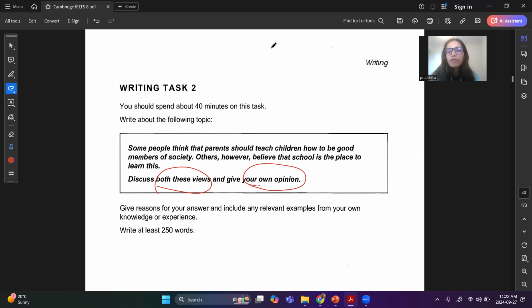So after writing the introduction, say that many people think that this happened, some people think that this happened, and it is a very conflicted topic. But I have a view that it should be taught at home, for example. So you can give the first body paragraph. You can talk about how home is a place where children learn the most by giving examples. Second, some people also believe that school is the place because most of the day children are spending in school, right? So you can talk about that.